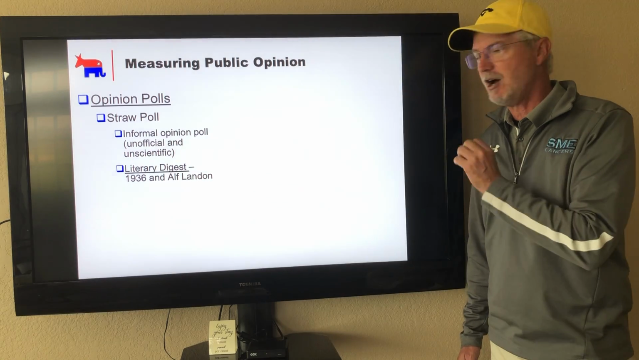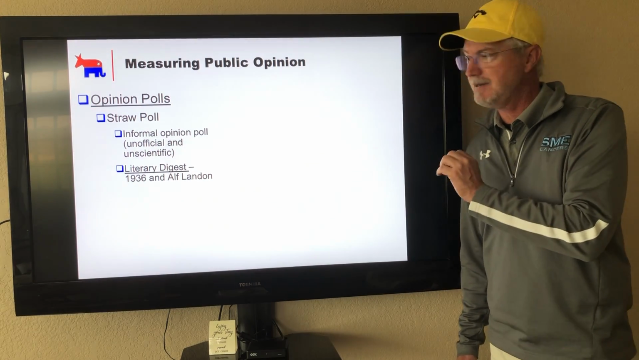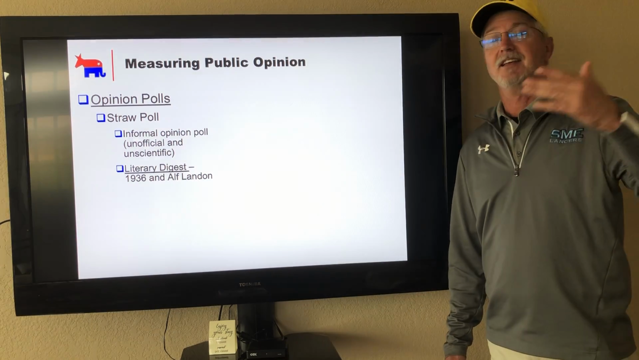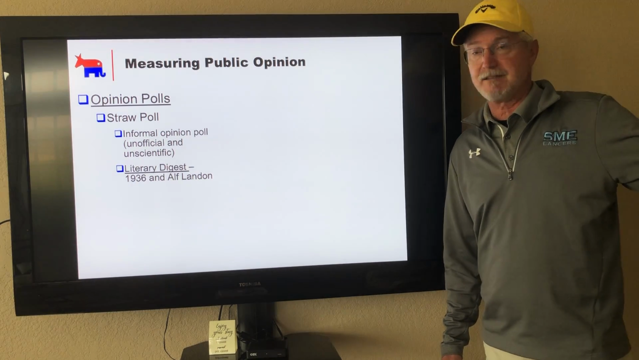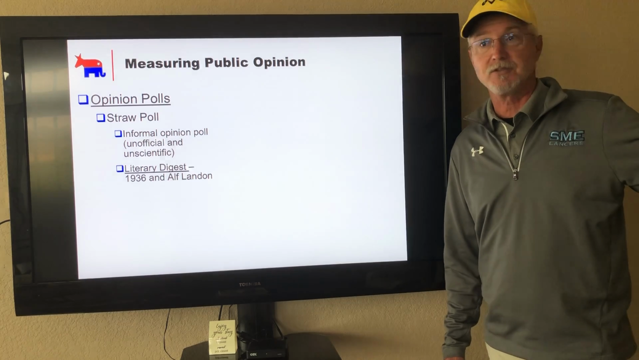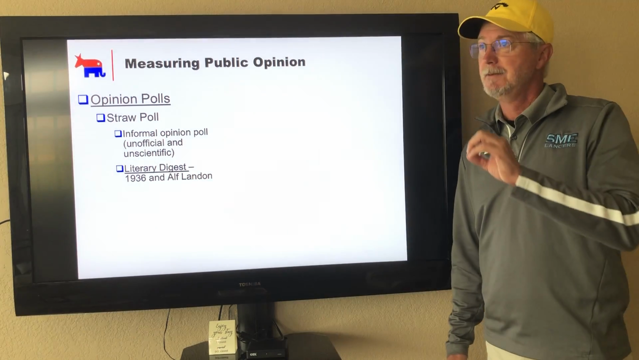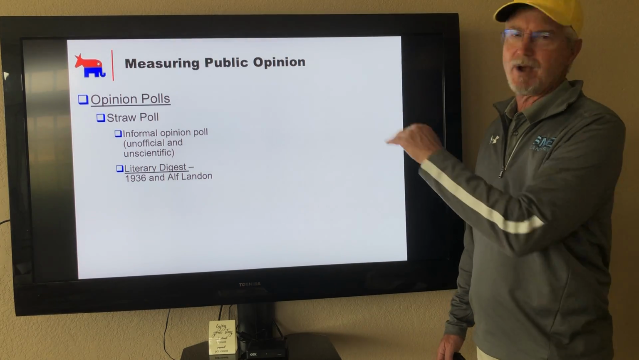Well, the reason is because they only polled their readers, right? Literary Digest is a conservative-leaning magazine. And since those are the ones that bought the magazine, of course they're going to think the Republican is going to win. They were wrong. It was a landslide. So you have to be careful who it is you're asking. And that's why that's a straw poll.